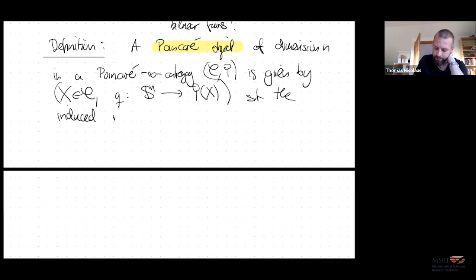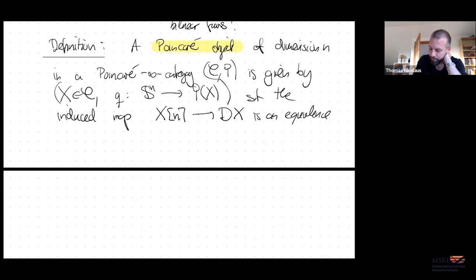So I claim whenever I have such a class, such a map from Sn into kappa of X, that I get an induced map from the n-fold shift of X into the dual of X. And I want to say that this is an equivalence. Basically I'm just taking everything from what I did earlier, where kappa encodes what I mean by symmetric bilinear forms, and then I have the unimodularity condition in this generality.